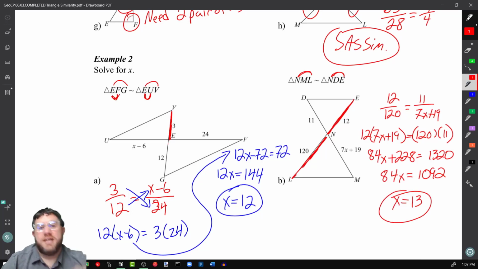So 3 ways to prove that 2 triangles are similar. If you have 2 pairs of congruent angles, that's angle-angle similarity. If you have 3 pairs of corresponding proportional sides, so you can set them up and they all reduce to the same fraction, that's side-side-side similarity. And then a combination of those, if you have 2 pair of proportional sides and the angle in the middle of them is congruent, then you have side-angle-side similarity.